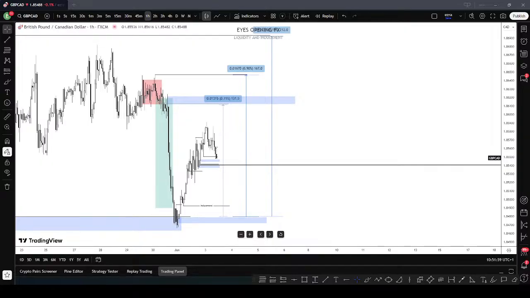Question: is it advisable for a newbie trader to check for setup on different pairs or just stick to a few? Okay, that is a good question. Now, one thing is this.